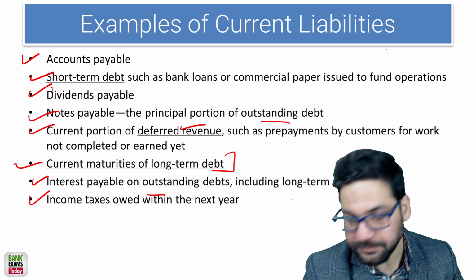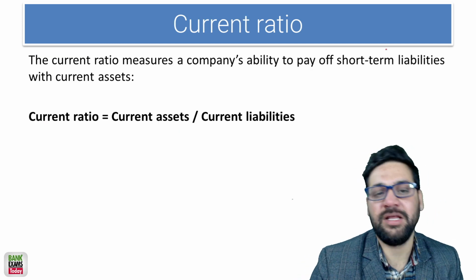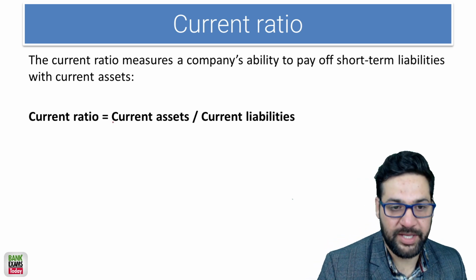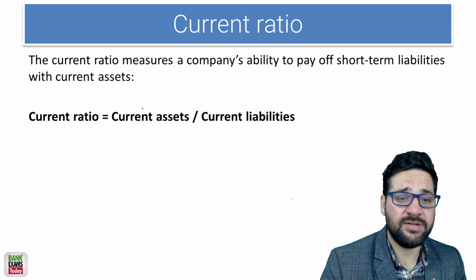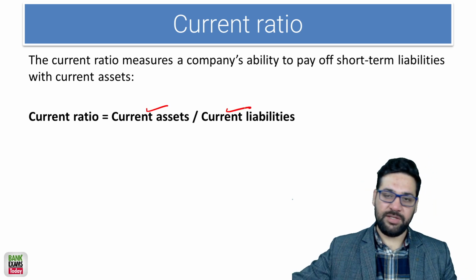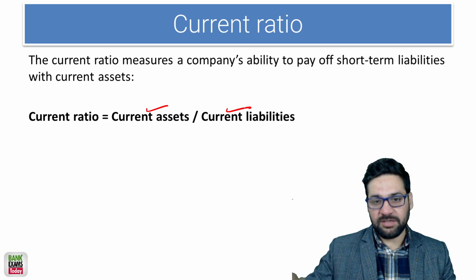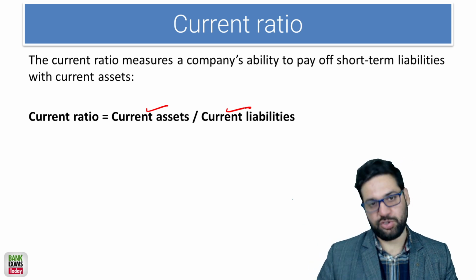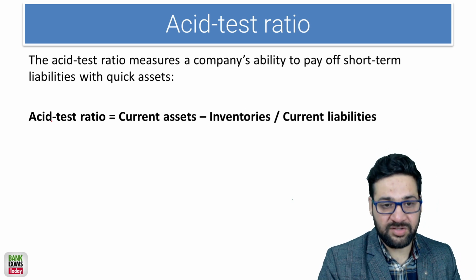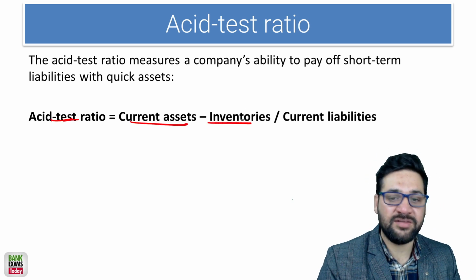So, let's go. What is current ratio now? Now we have moved on to the liquidity ratios. What is the current ratio? Current ratio is current assets divided by current liabilities. Simple. Current ratio is equal to current asset divided by current liability. That is your current ratio. Same goes with the quick ratio, also called the acid test ratio. What is the acid test ratio? It is current assets minus inventories.